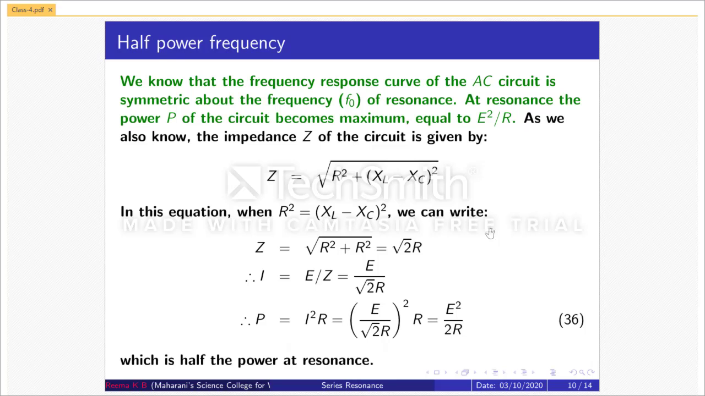Substituting this value for Z, we get I is equal to E divided by square root of 2 times R. Therefore, power P is equal to I square R, which is equal to E square divided by 2 times R, which is half the power at resonance.